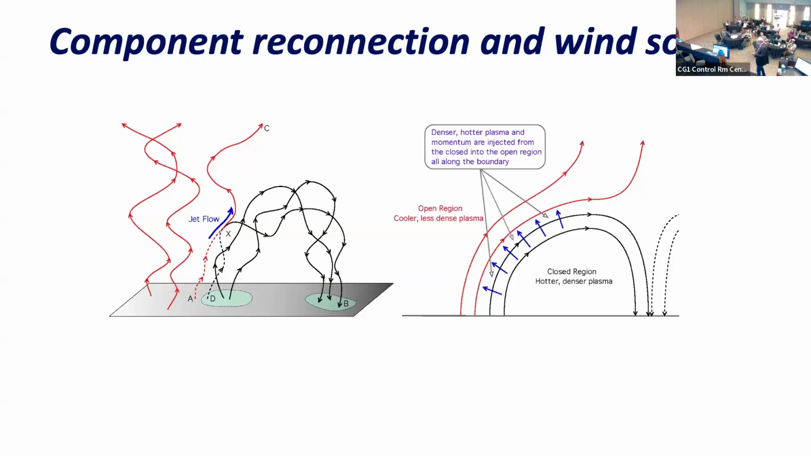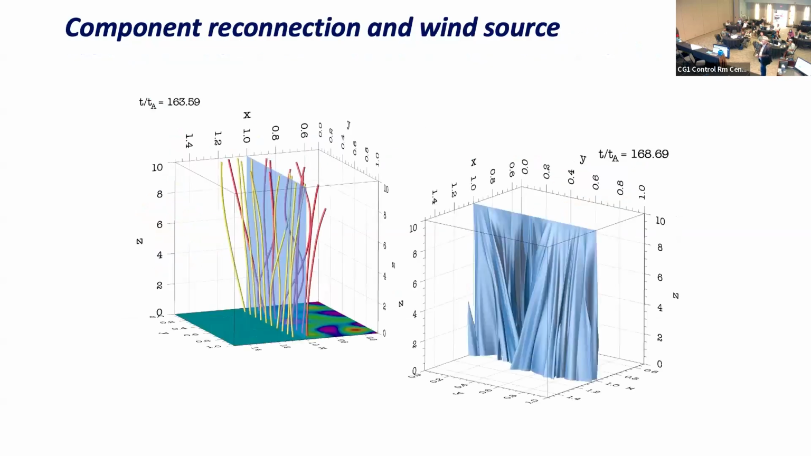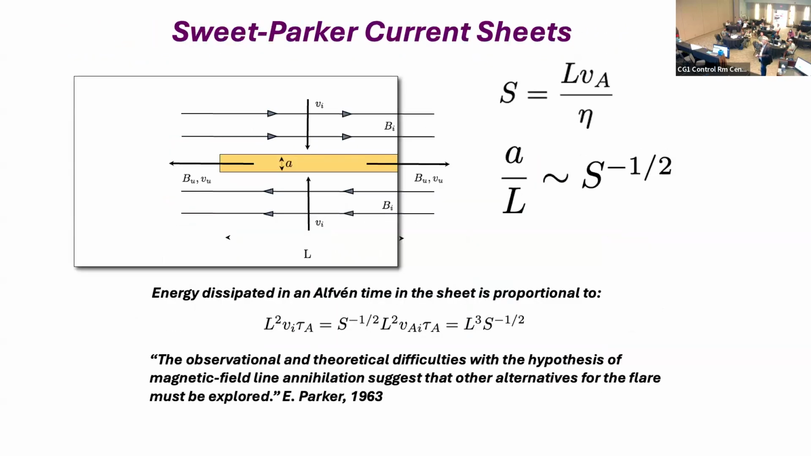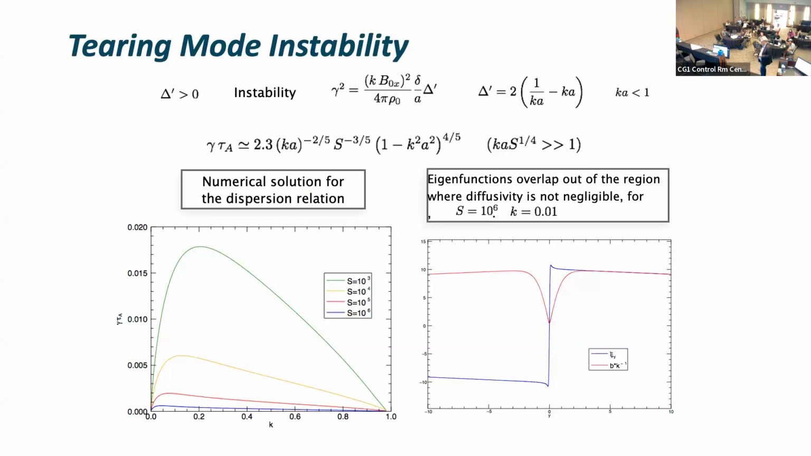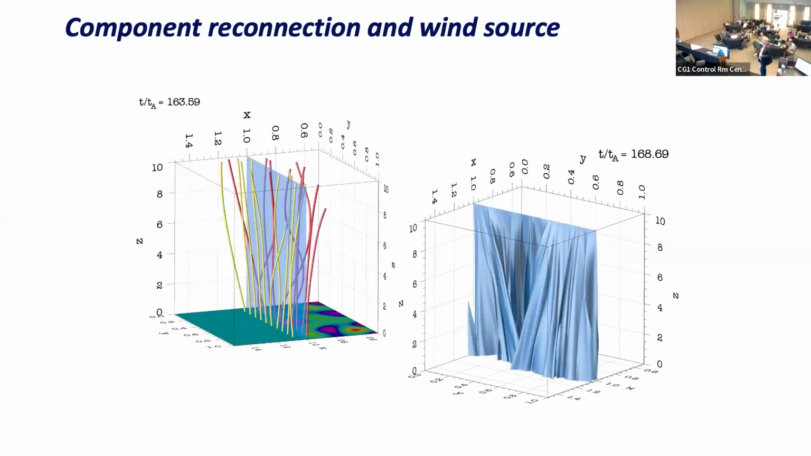And then you can do the same thing with an open and closed field. You can essentially do this Parker diagram where the field is open on one side and closed on the other. And this is typically called interchange reconnection. I don't have the beautiful picture here, unfortunately. I put the wrong picture in.